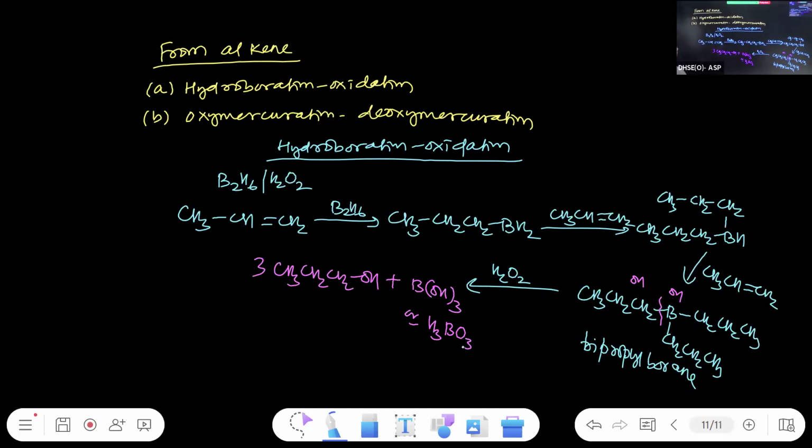Now by this method, it follows Markovnikov's rule, but the product is the anti-Markovnikov product. Anti-Markovnikov product means the alcohol is formed at the terminal position. Okay, alcohol is formed at the terminal position.